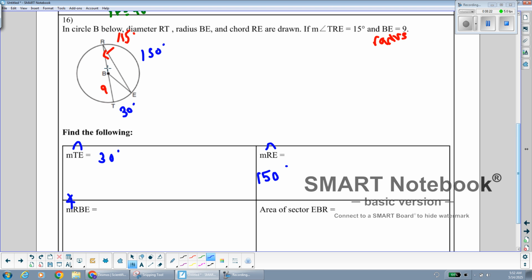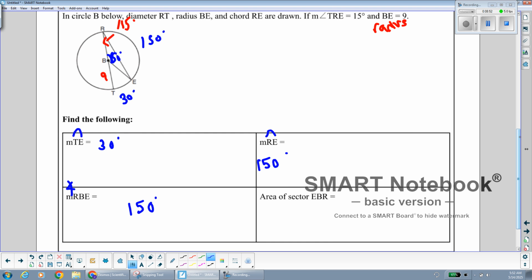So we want this angle right here. So if arc RE is 150 and angle RBE is a central angle that opens up to that arc because its vertex is on the center. Remember, central angles are equal to their intercepted arcs. So that should be 150 degrees as well. And now we need the area of sector EBR.